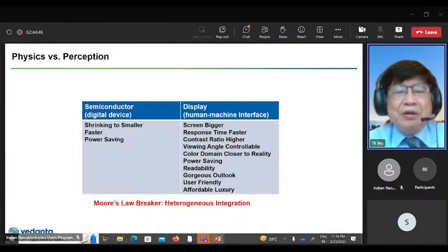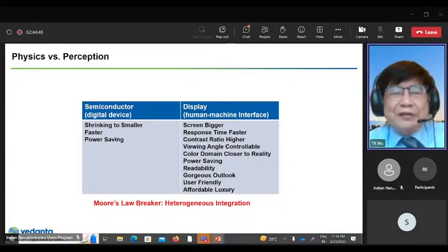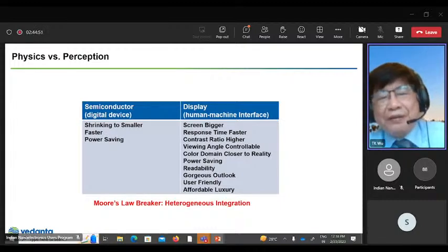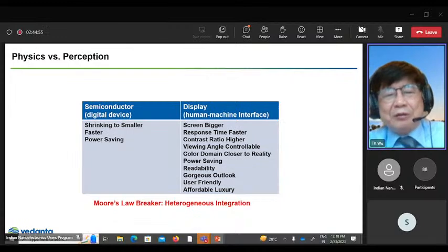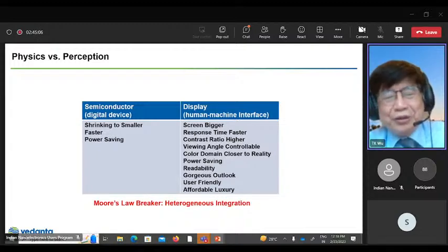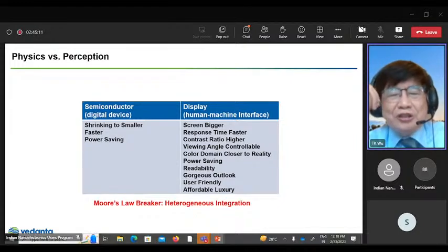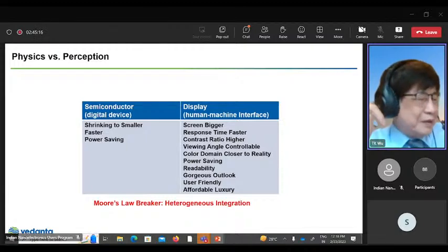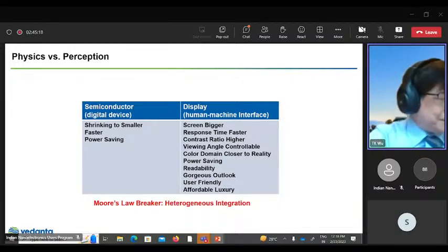Or we change the color filter material. We can have a different kind of color gamut, even bigger, close to the movie, something like a movie, not like a TV at all. So I think human perception changes by changing one or two elements in the display. Okay, and next one, please.